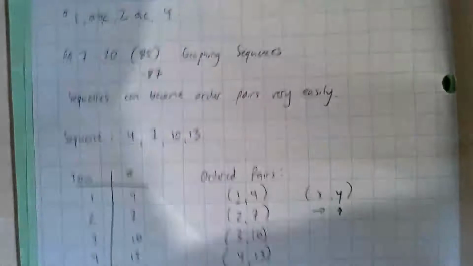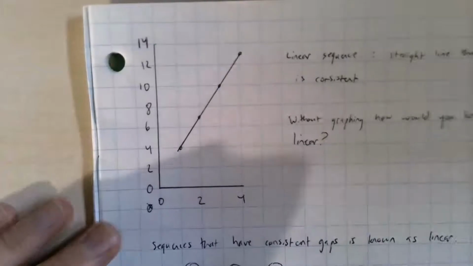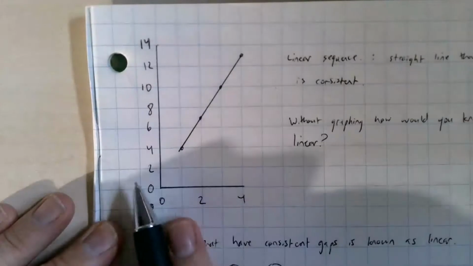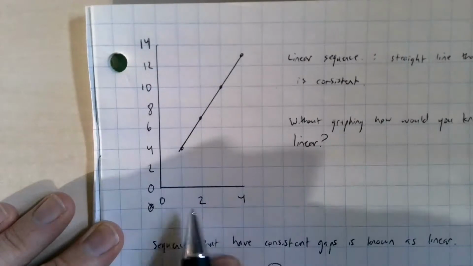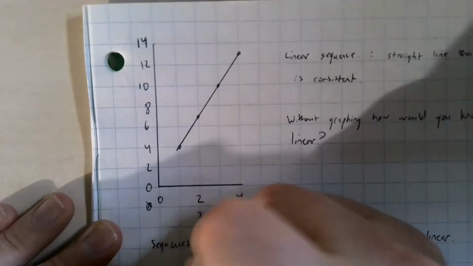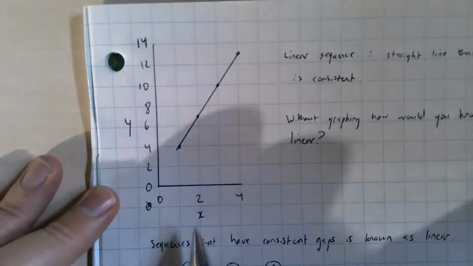So our numbers were as follows: 1, 4, 2, 7, 3, 10, 4, 13. Let's see what that looks like on my graph. So here I have a graph. I've skipped by 2s going down. This is my vertical side, my y-axis. This is my x-axis. I could even list that down: x-axis, y-axis. And then what I've done is I found each location.